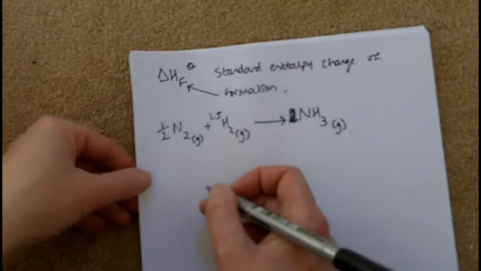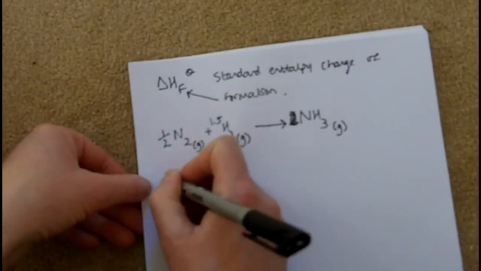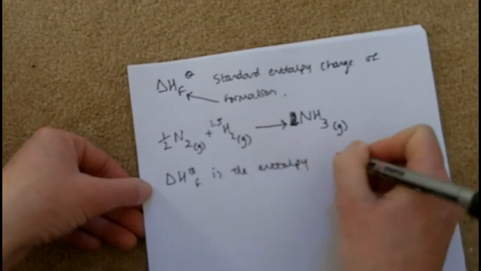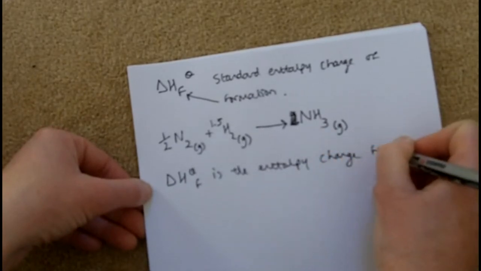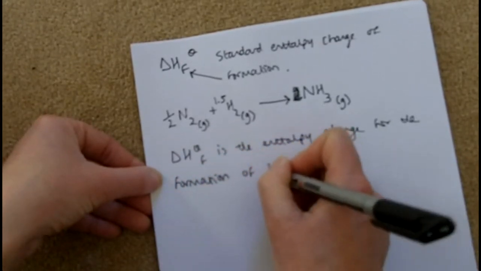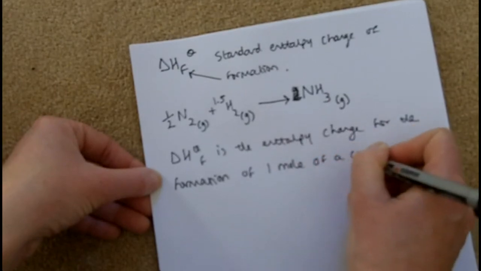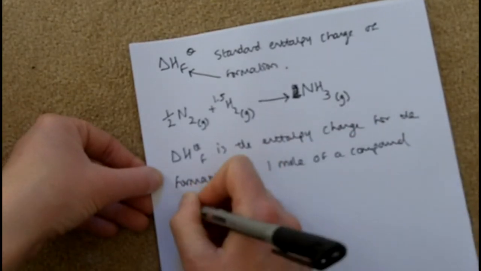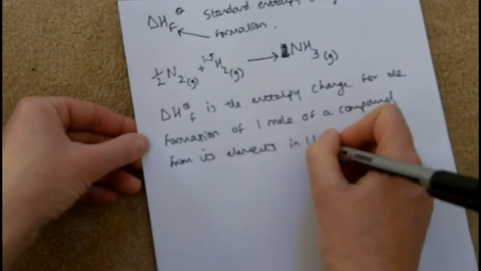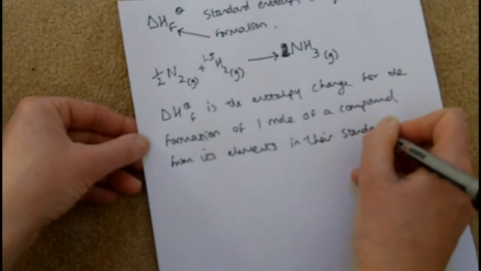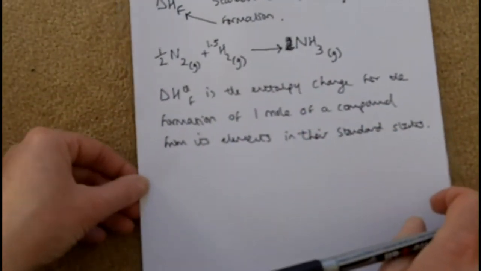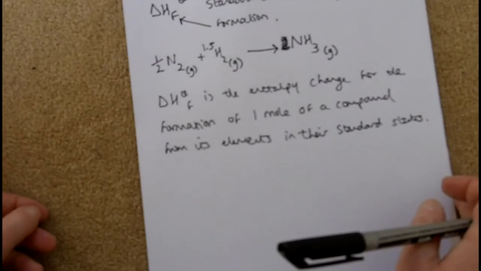The definition is the standard enthalpy change of formation is the enthalpy change for the formation of 1 mole of a compound from its elements in their standard states.